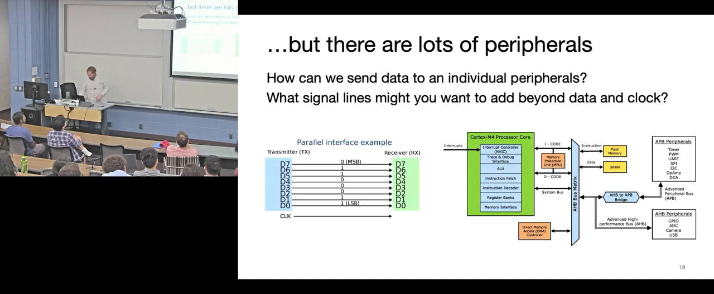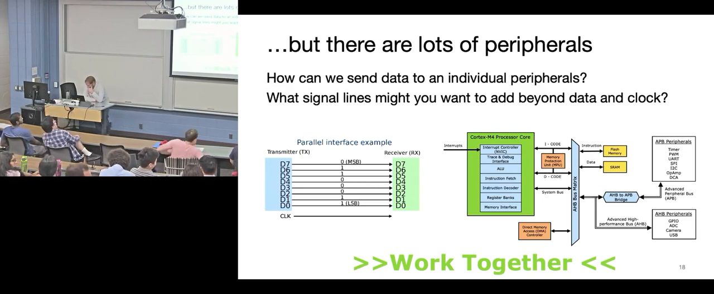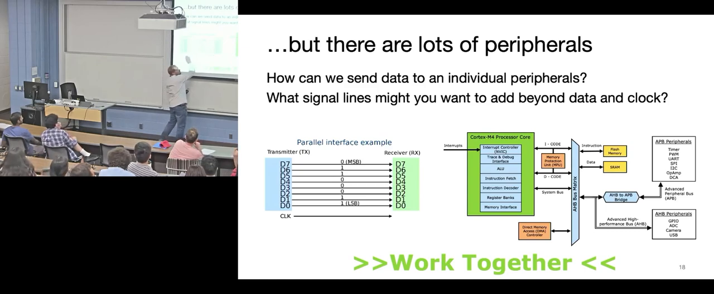Well, you guys can work together for a minute and come up with a list of what else you need beyond data and clock to make a good bus structure, or a flexible bus structure that can send data to lots of different locations on chip. Go ahead. Specifically, I'm thinking about what other lines need to be added to this, if any. What other lines would you need?